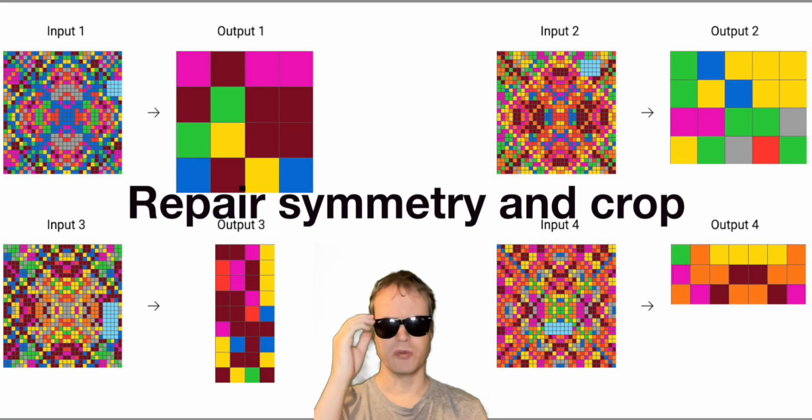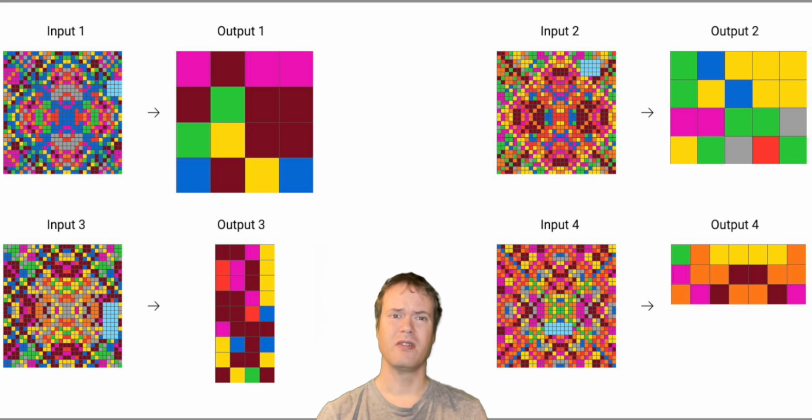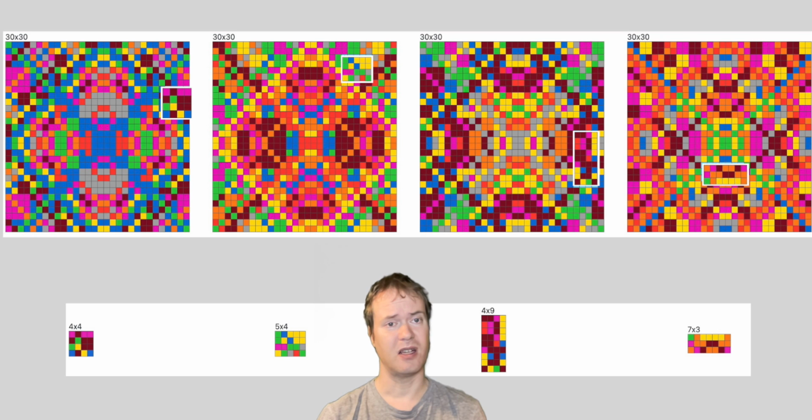Recently investigated symmetries in ARC task. The job is to find broken symmetries and crop out the repaired areas. How do I do that?